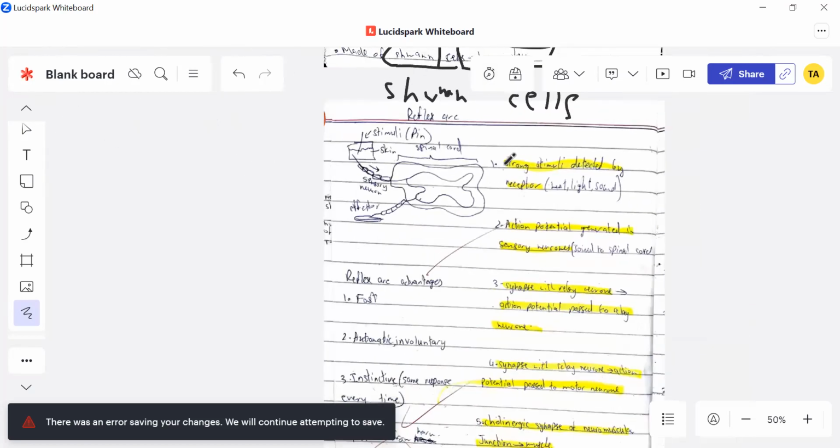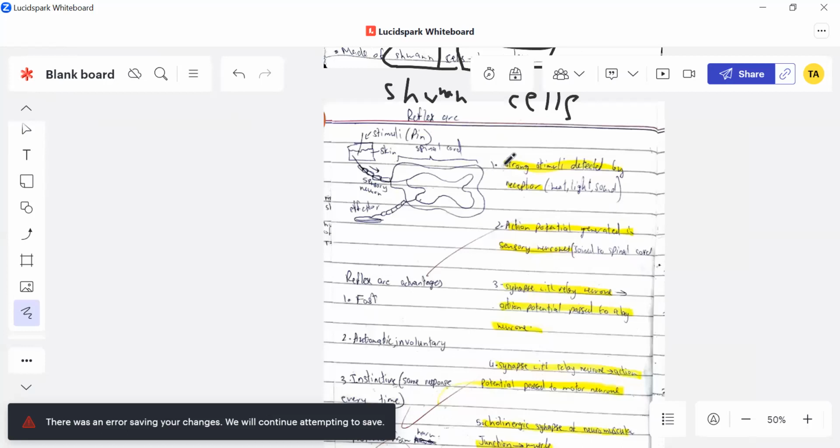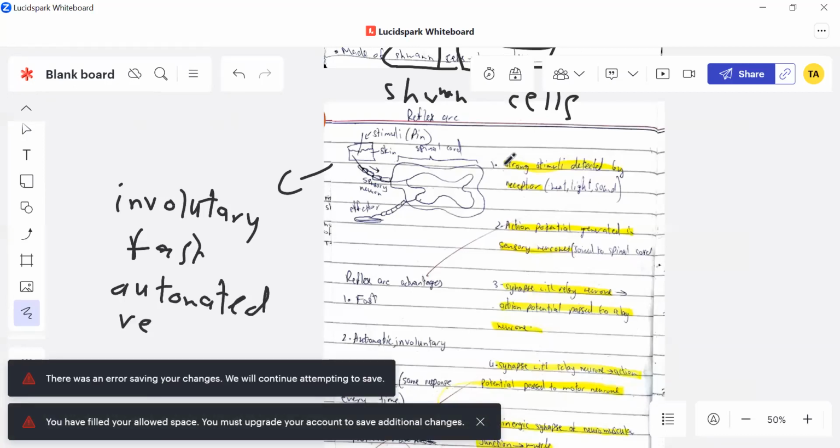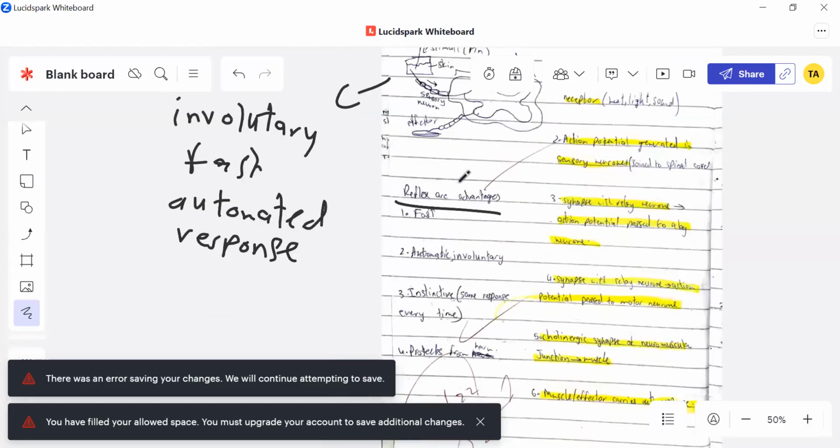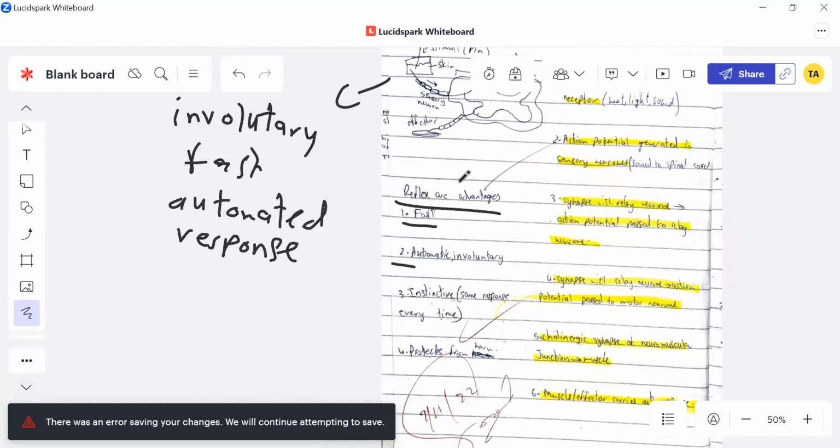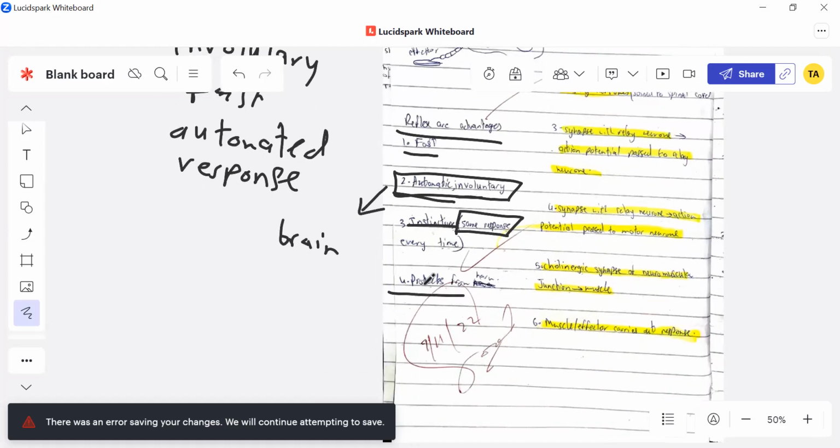All right. So let's move on to the reflex arc. A reflex arc is an involuntary, fast, and automated response from our body. The advantages of a reflex arc are that it's fast, automatic, involuntary, it doesn't involve your brain, and it's instinctive. That means there will always be the same response every time, and it protects you from harm.